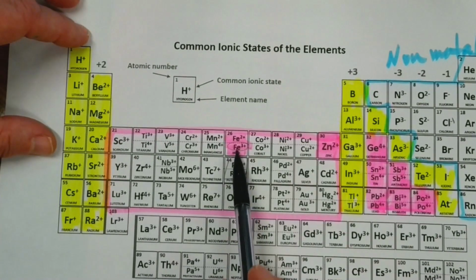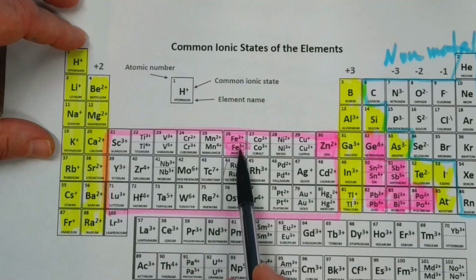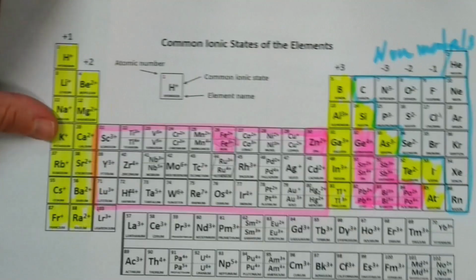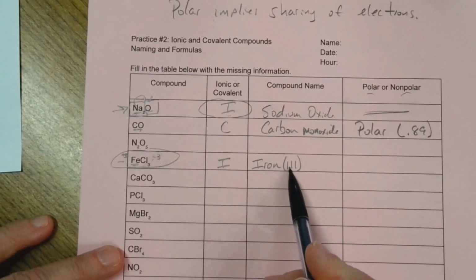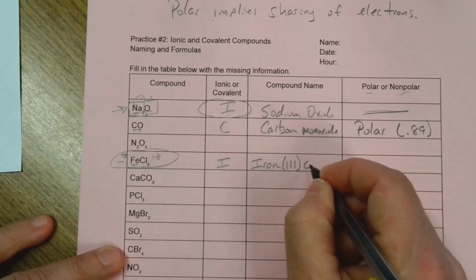There we go. So I'm going to be using my +3 instead of my +2. That's what that Roman numeral 3 stands for. So it's going to be iron 3 and then chloride.